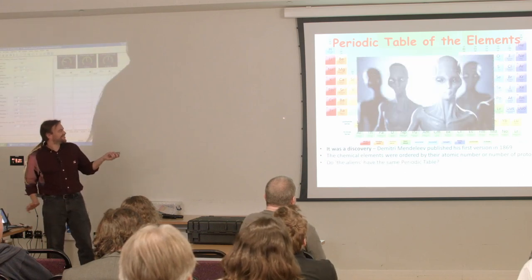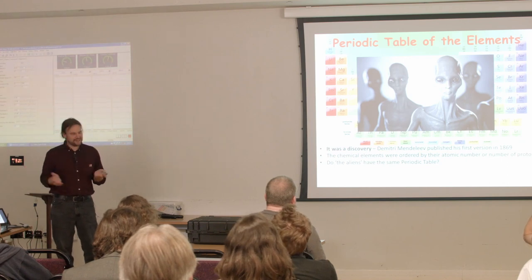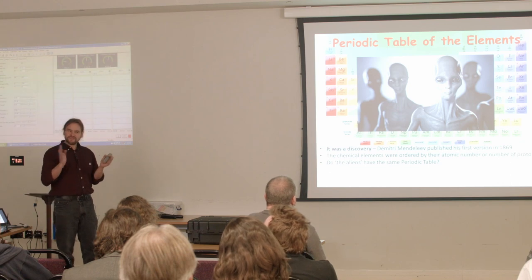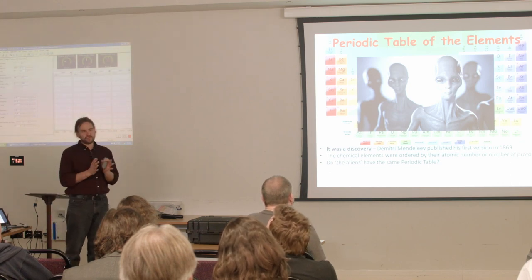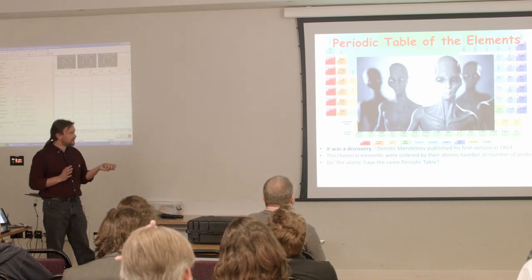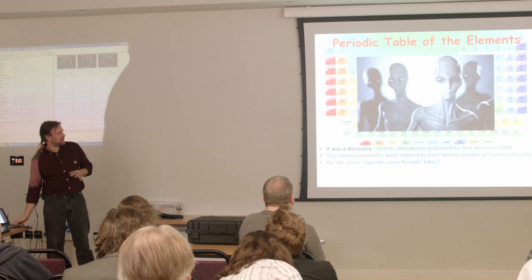The other thing I was going to say about the aliens. Now I think there are aliens out there, but I believe the aliens have the same periodic table. It's just a logical way of organizing all of the elements. So if you're in this universe, you're going to have the same elements, and they're going to be ordered in that way, so we can communicate with them in terms of our chemistry.